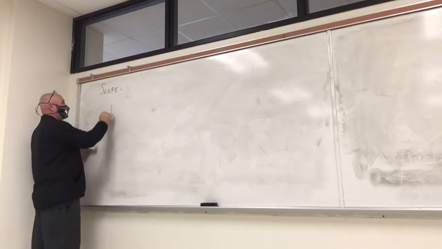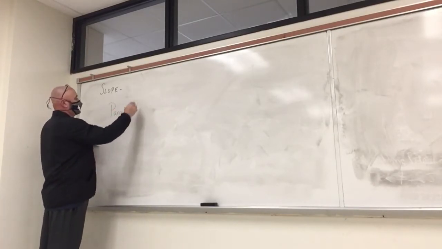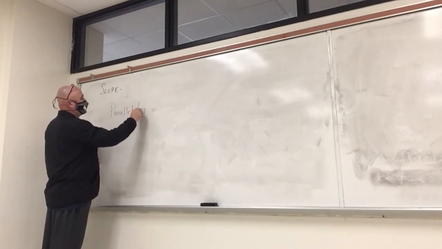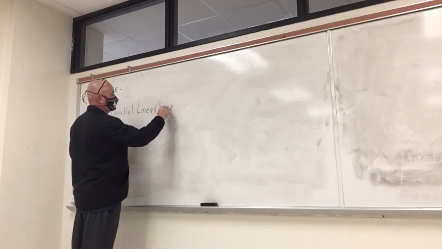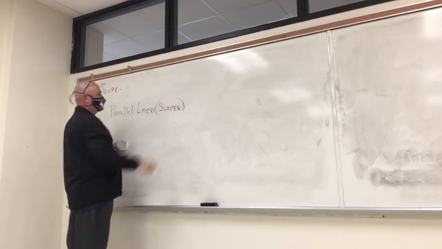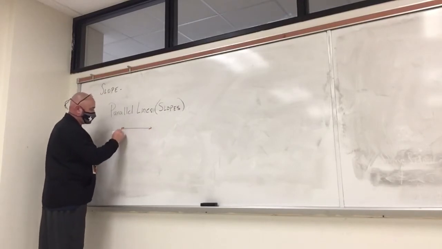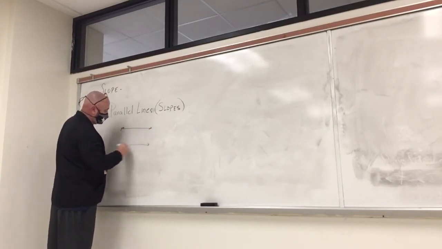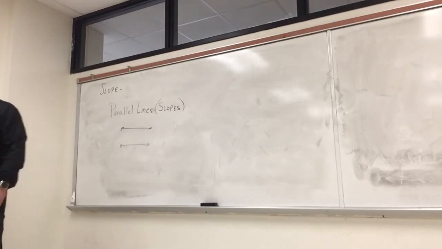Parallel lines and their slopes. Okay. These two lines are parallel to each other. Okay? And I know their slope is zero. Okay? Because they're horizontal. All right?